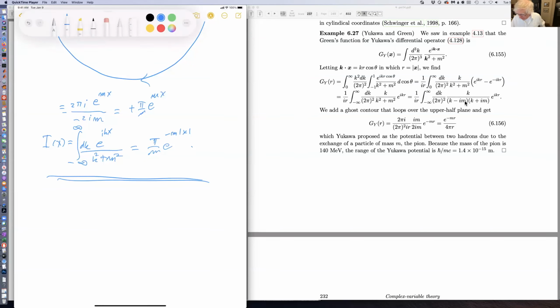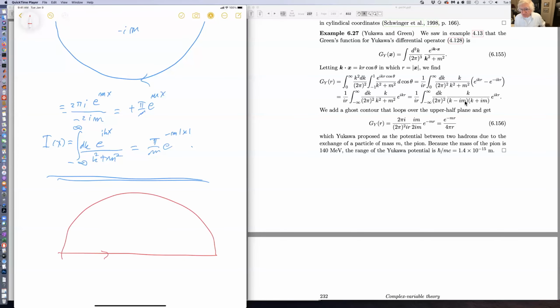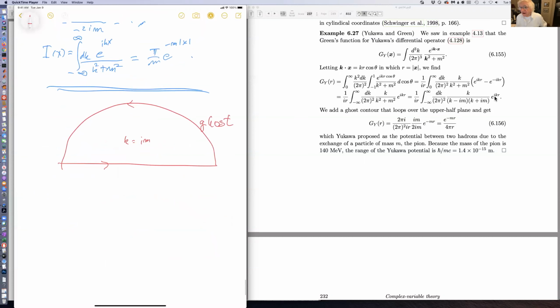So here, if I switch to a different color, what we wind up with is we started having this integral, we add the ghost contour, we pick up the pole at k equal to im. So this is the ghost contour. And we then close the contour and use Cauchy's integral formula. And I've got 2 minutes left, so maybe I'll do this explicitly.